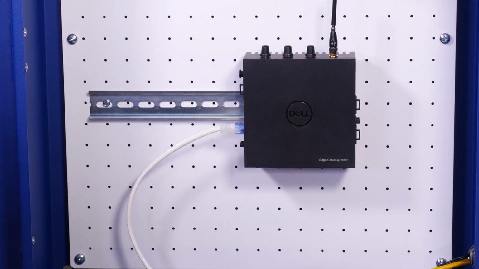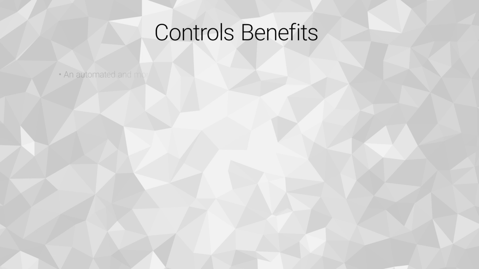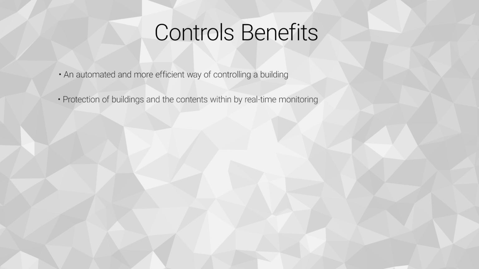The benefits of controls include an automated and more efficient way to control your building environment to desired levels compared to manually changing things daily. Protection of buildings and other content with real-time monitoring of heating, cooling, and humidity, saving you from burst pipes and broken equipment. Reduce operation costs by monitoring performance and setting optimal equipment runtimes.